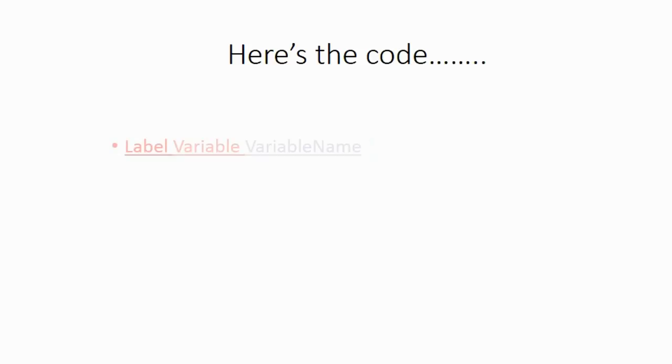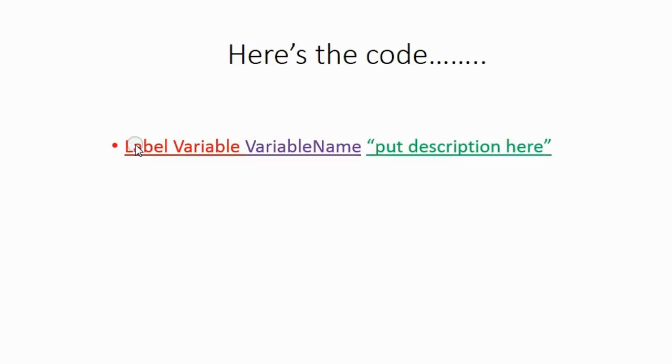Here's the basic code. The command is label variable, and you type that in first. You should put all lowercase. Then after a space, you should put the name of the variable. Then put a space, open quotation marks, and then type in the description that you want to show up in the top of the table. Then close the quotation marks.